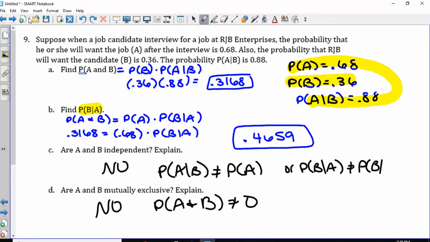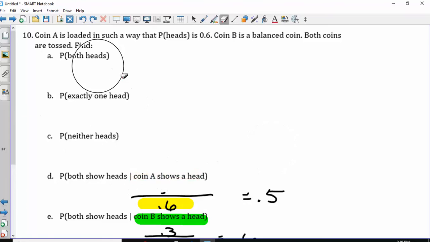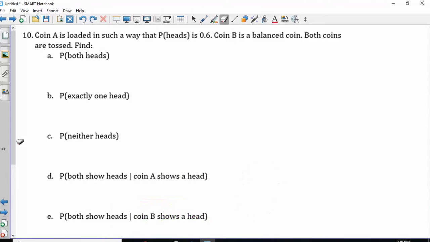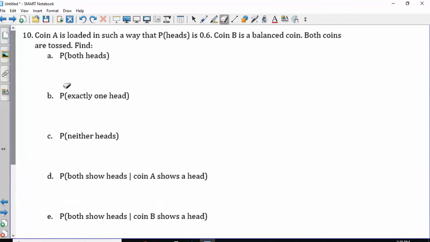Let's talk about problem 10. So this one was looking at flipping coins, but we don't have normal coins. The first one is a weighted coin and the second one is normal. So the probability of both heads, so heads and heads. What's the probability of getting a heads on the first one? 0.6. What about on the second one? So if you multiply those, you get 0.3.